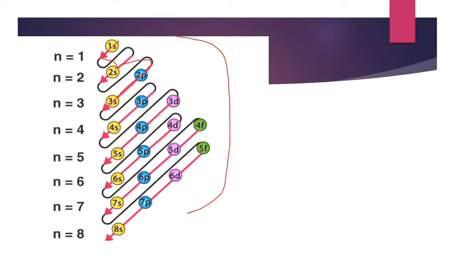In non-hydrogen species, the order is like this: 1s, 2s, 2p, then 3s, then 3p, then 4s, then 3d. The 4s orbital will be filled first, and then 3d, then 4p, then 5s, then 4d, then 5p. Then 6s, then 4f, then 5d, then 6p, and then 7s, and then 5f, and the series continues like this.